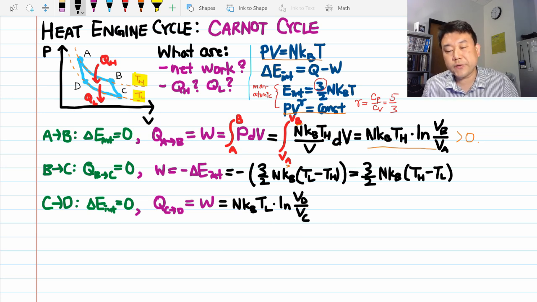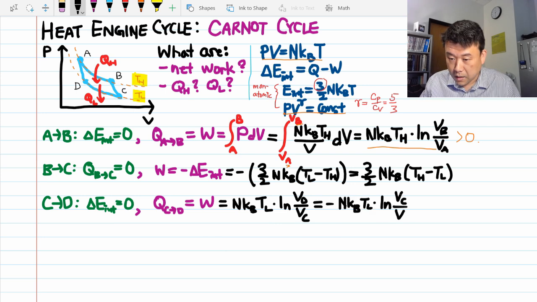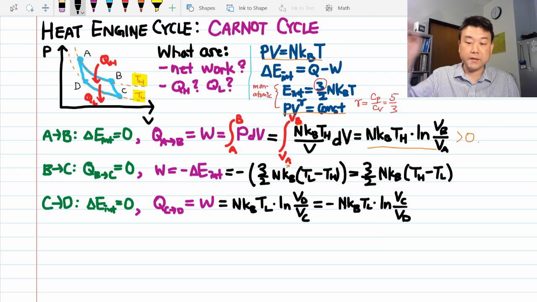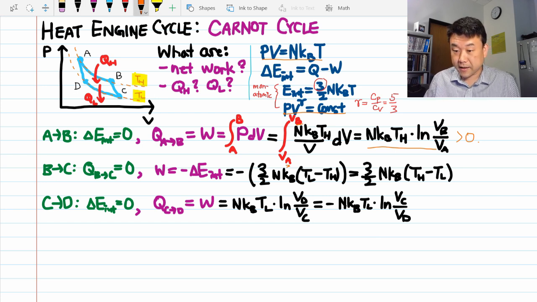Now, I see that VD over VC is less than 1, so this natural log is going to be negative. So let me use a little bit of logarithm algebra to make that negativeness more obvious here. I was treating that VD over VC as VC over VD raised to the power of minus 1, and then pulling out the minus 1, and that's where the minus 1 comes from. Now it's clear that this quantity is less than 0, so work is being done on the gas. So the heat must flow out of the system so that the internal energy doesn't increase.